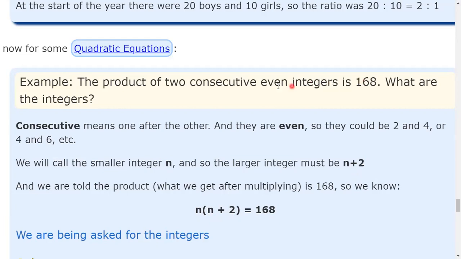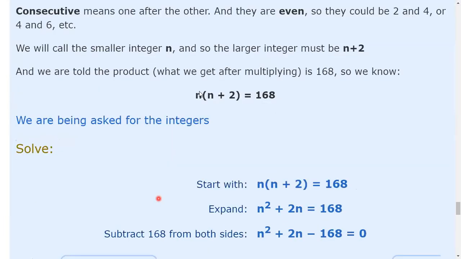Look at this. The product is 168. So we are being asked for the integers. If we can find the n, we can find the n plus 2 also. Adding 2 to the first integer will get the second one. So we are just going to do that.